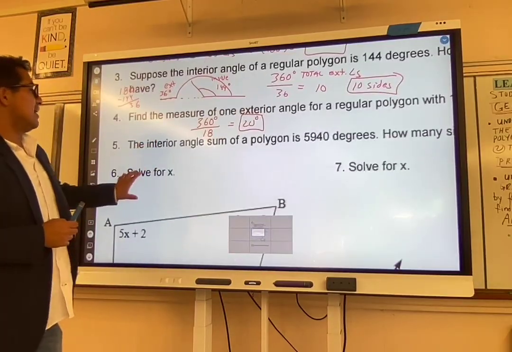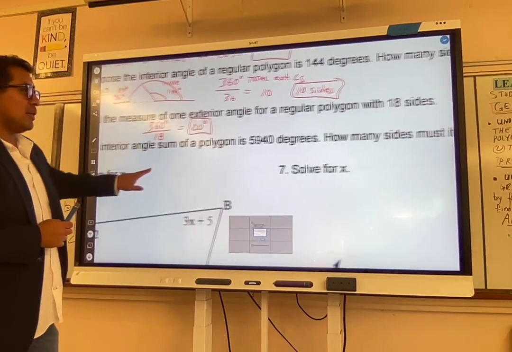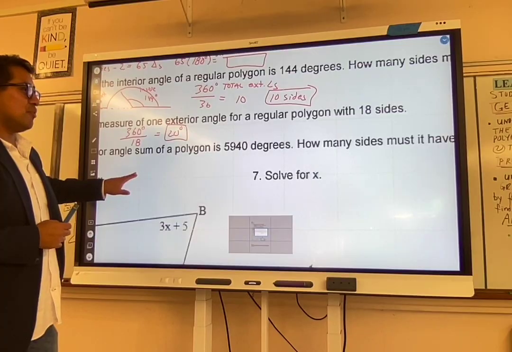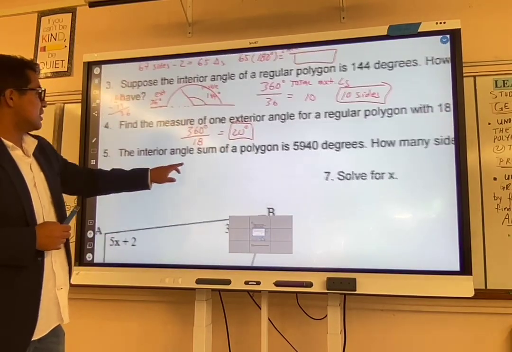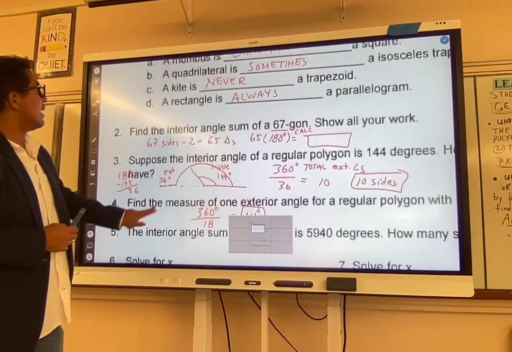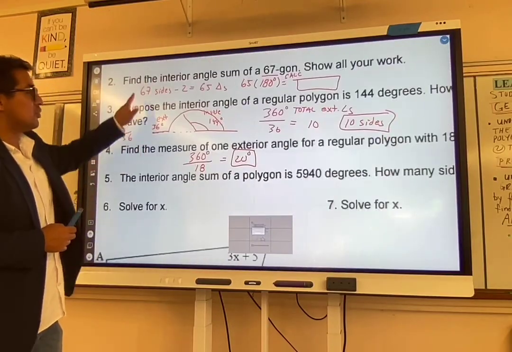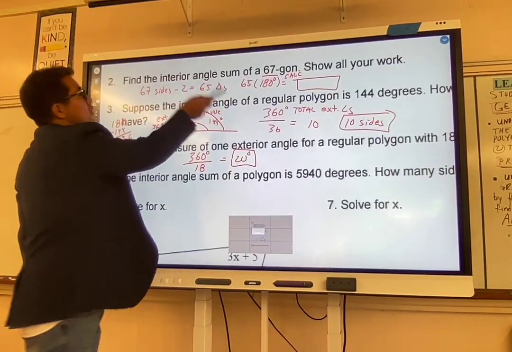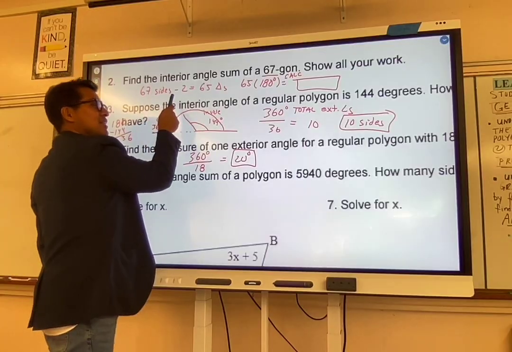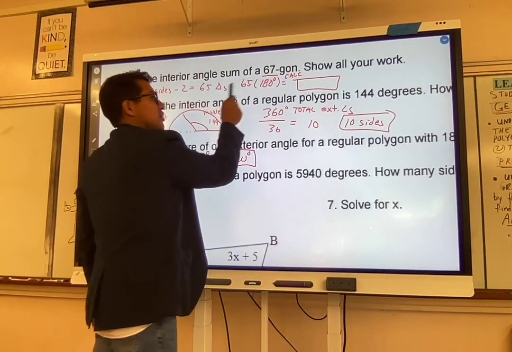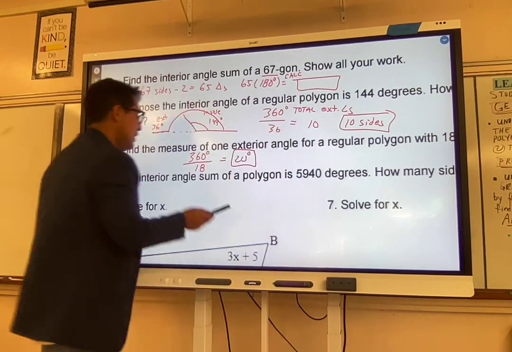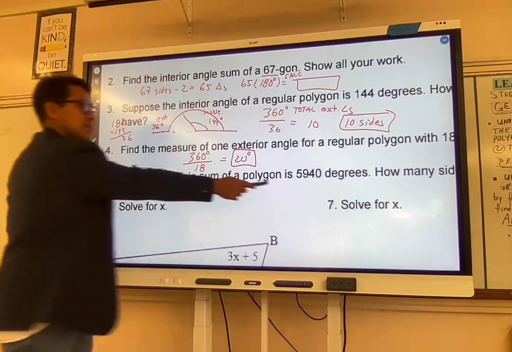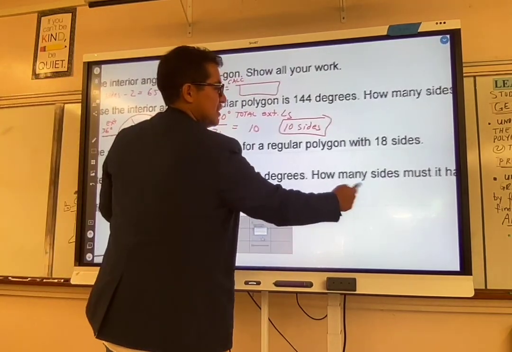All right, next one. The interior angle sum of a polygon is 5,940. How many sides should it have? So I implore you to consider question 5 and question 2, right? In question 2, we knew how many sides it had. We subtracted 2. That turned it into triangles, and then we multiplied by 180 because that's how many degrees are in a triangle, and we got our final answer. This one, we have the final answer. They kind of want us to go backwards to figure out the sides.